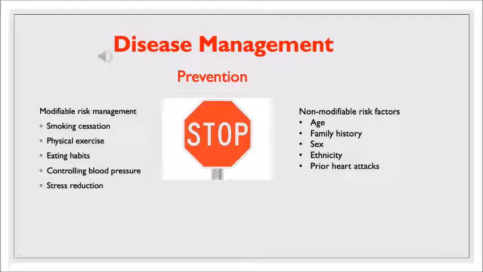Modifiable risk management includes smoking cessation, physical exercise, healthier eating habits, controlling blood pressure with medication, and stress reduction. These heart-healthy options can optimize the health to improve overall health. Heart-healthy diets include the Mediterranean diet or the dietary approach to stop hypertension, otherwise known as the DASH diet. Both diets are rich in fruit, vegetables, nuts, beans, and seeds, along with low-fat and non-fat dairy, and includes whole grains, heart-healthy fats, and moderate amounts of fish, meat, and poultry.